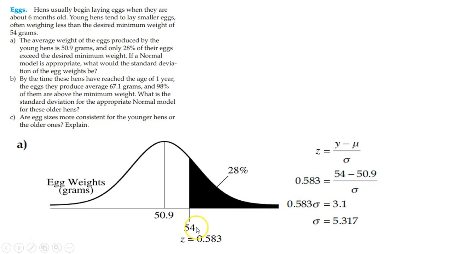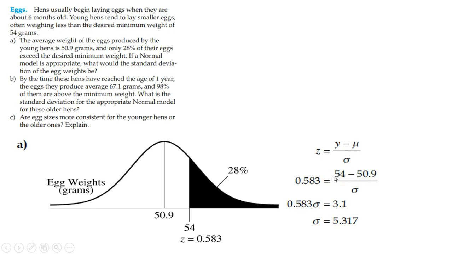Young hens tend to lay smaller eggs, often weighing less than the desired minimum weight of 54. So if I know that that's 54, I can try to find the standard deviation, because it's not given to us. So when we're doing this, we have the mean, and we have the 54.